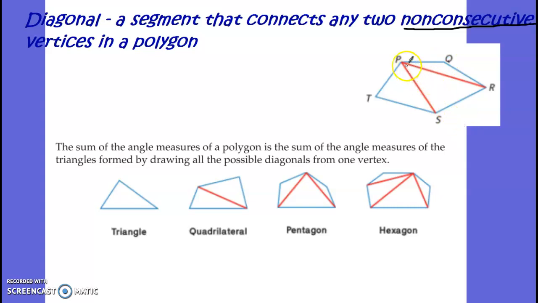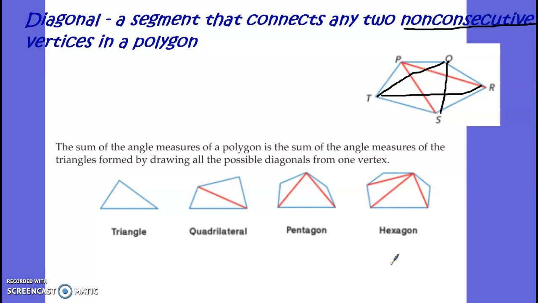So notice they've already illustrated diagonal PR, diagonal PS, but there's also diagonal TQ, QS as well, and then RT. So notice that's 5 diagonals to match the 5 sides of our pentagon. The sum of the angle measures of a polygon is the sum of the angle measures of how many triangles can be formed by drawing all of the diagonals from one particular vertex.